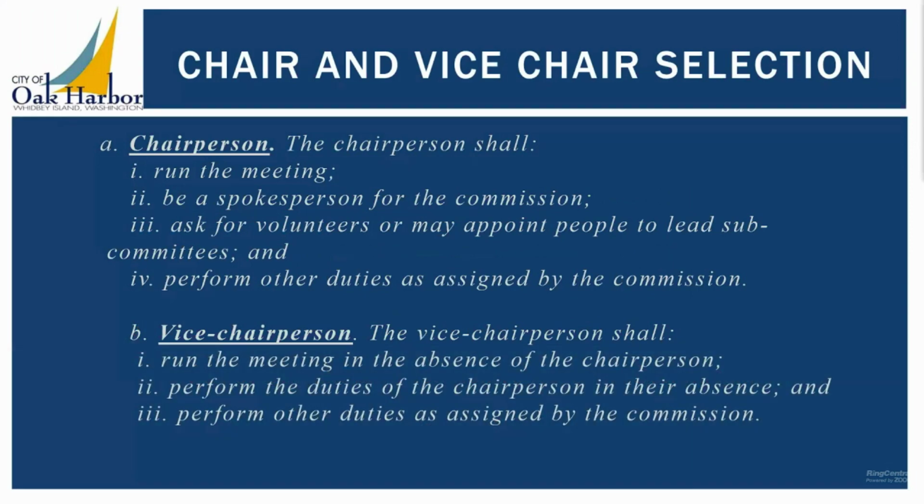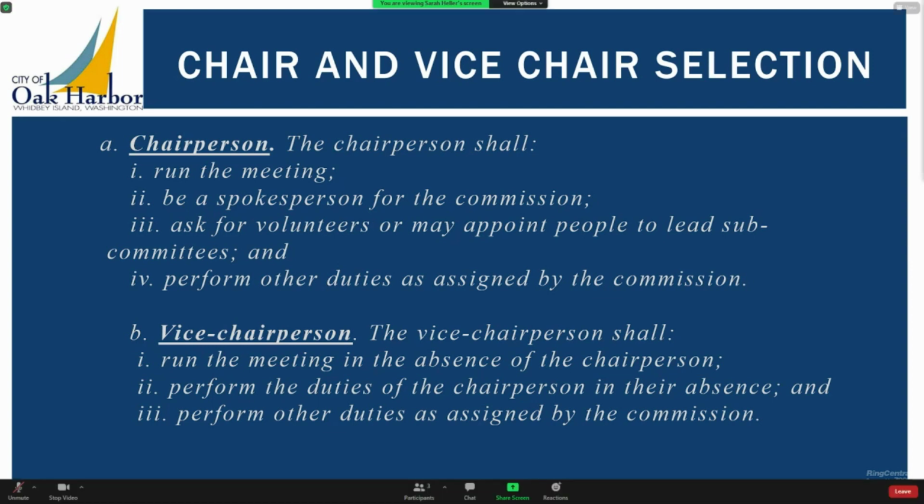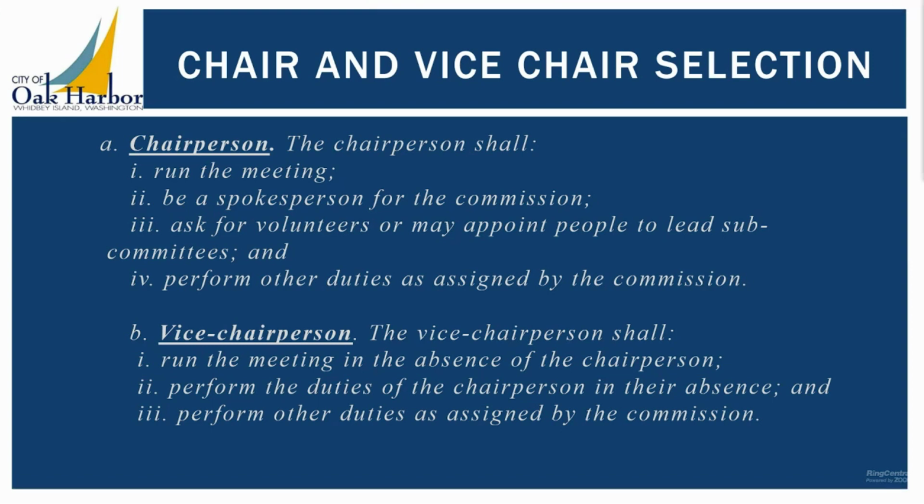So the four tasks of the chairperson: number one, to run the meeting; number two, to be a spokesperson for the commission; number three, to ask for volunteers or may appoint people to lead subcommittees and perform other duties as assigned by the commission. And essentially, the key thing really is to run the meeting. Subcommittees and things will come through discussion if there is any need for that, and the choices that you make as far as that's concerned. And then perform other duties as assigned. That's always the catch-all at the end.